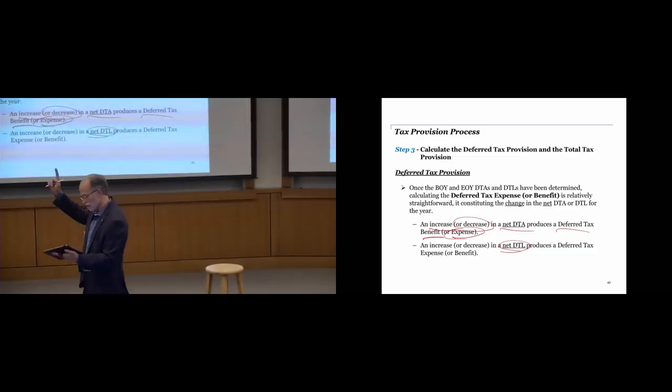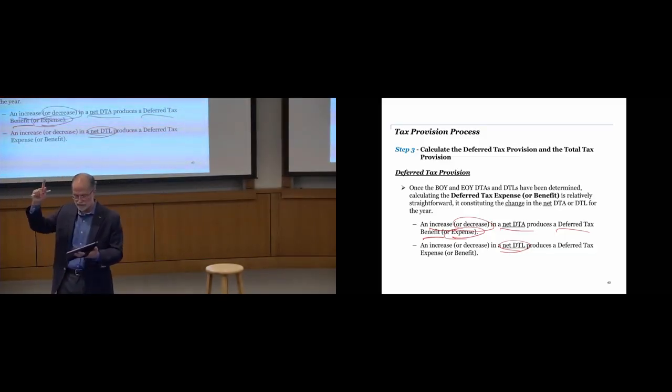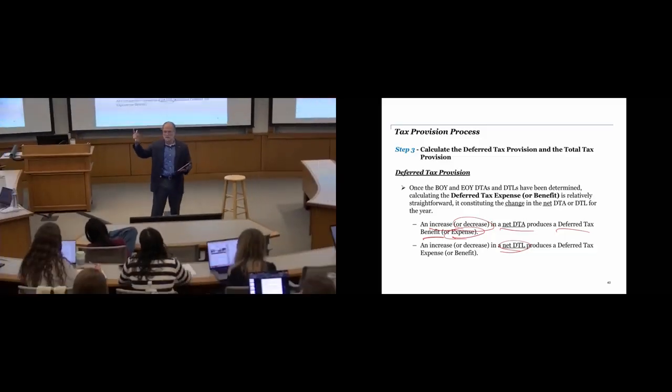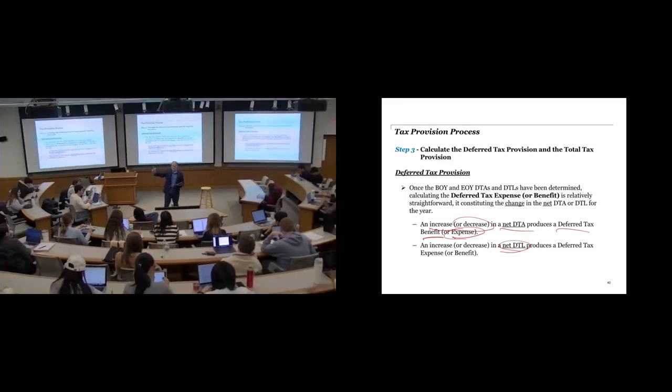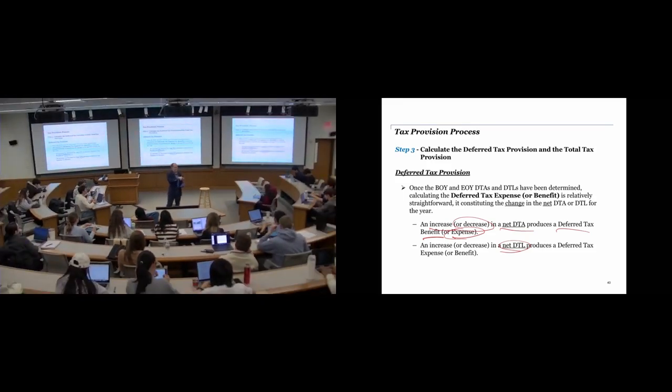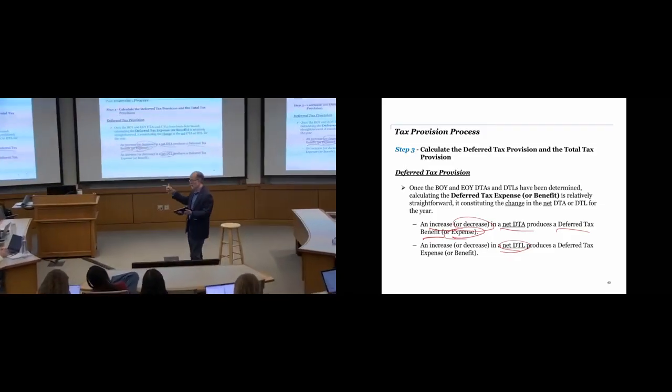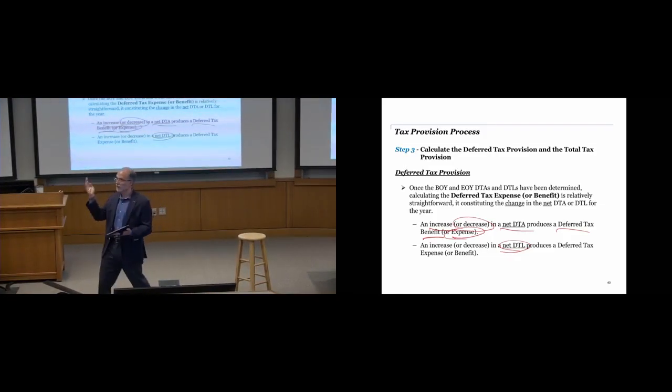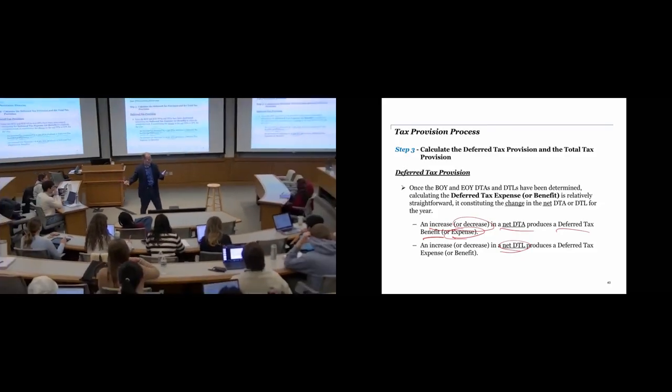If I'm increasing a net DTL, that provides deferred tax expense because I'm going to credit the liability, deferred tax liability, make it go up. Debit this income statement, deferred tax expense. If I decrease a net DTL, then I am debiting the deferred tax liability. My credit is a benefit.